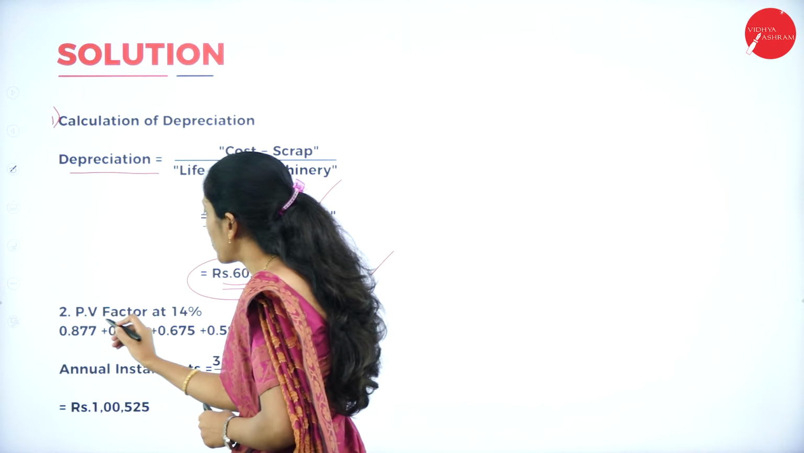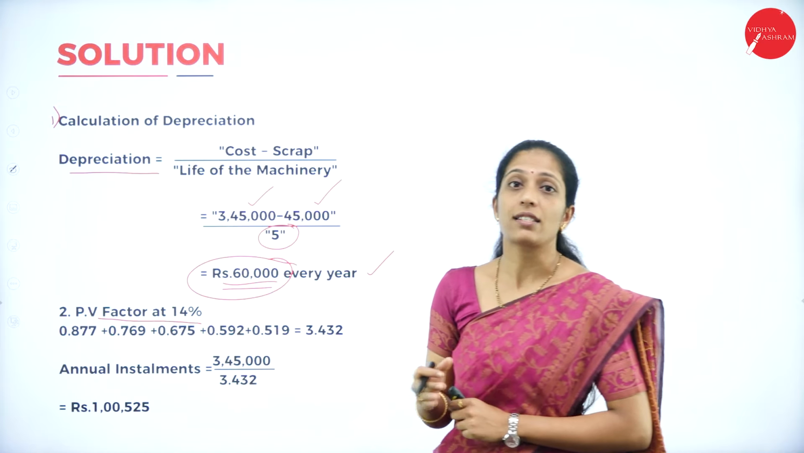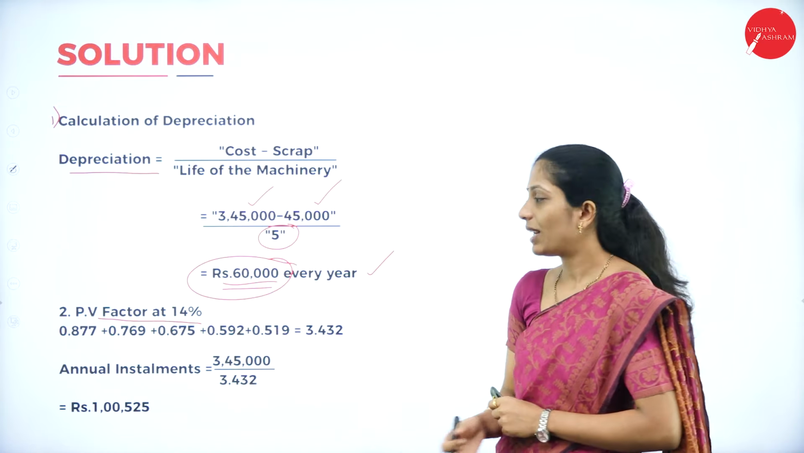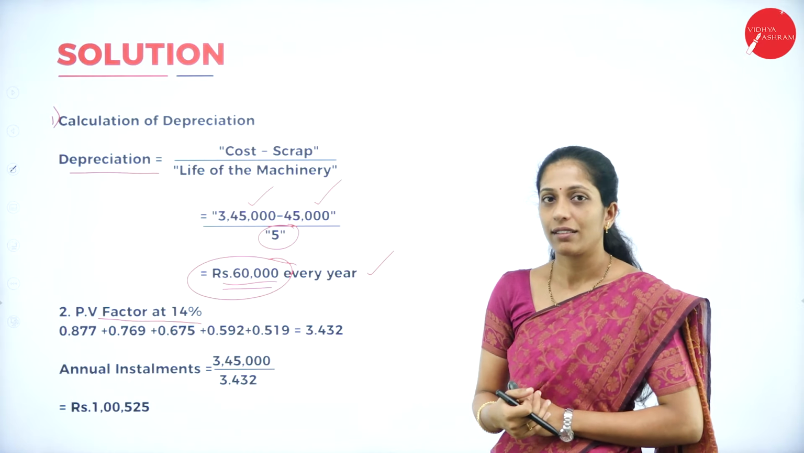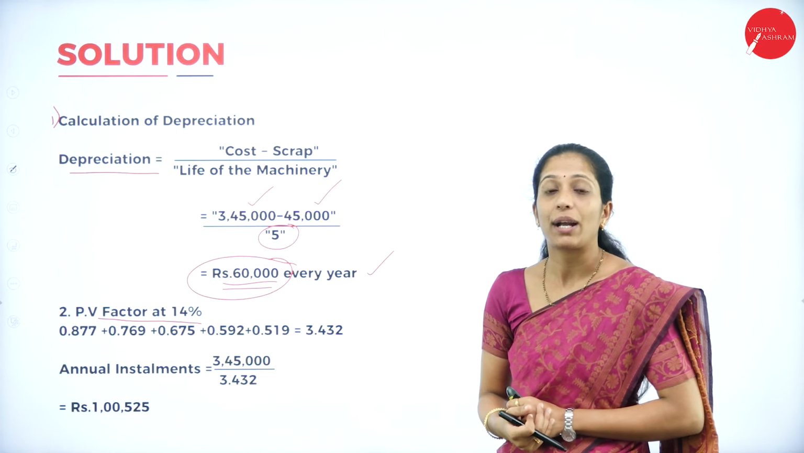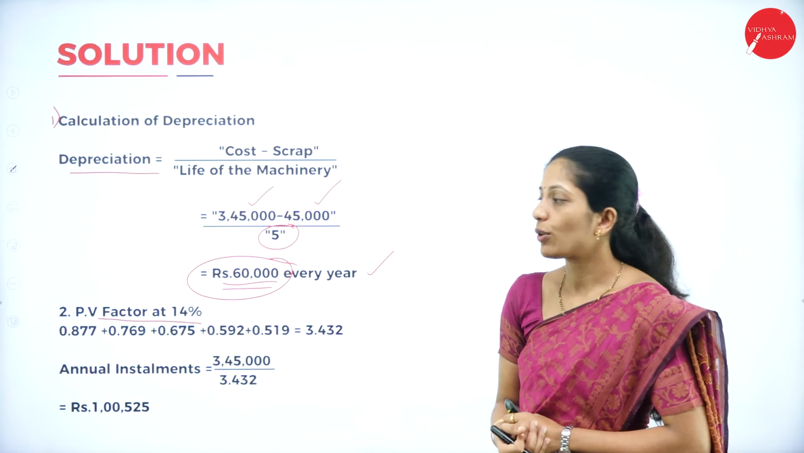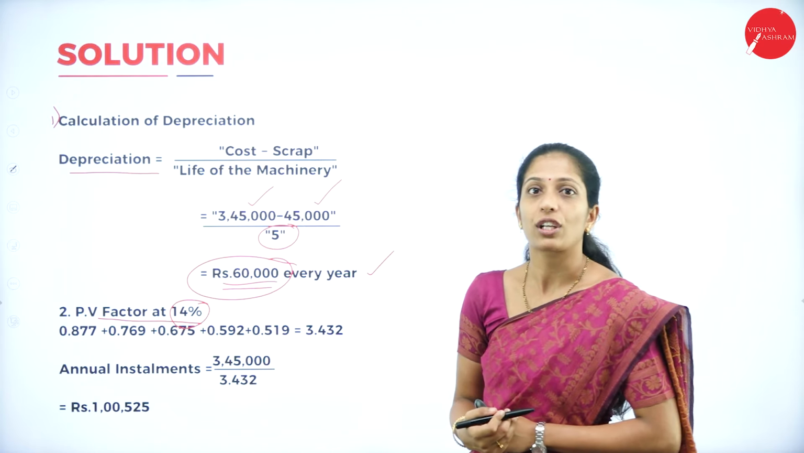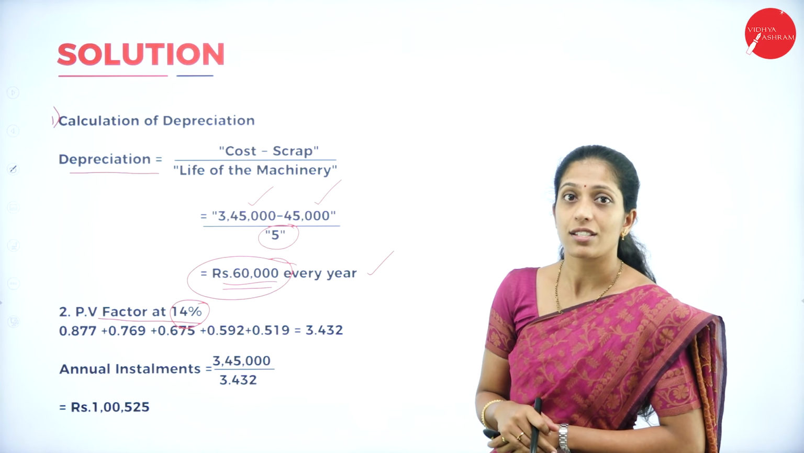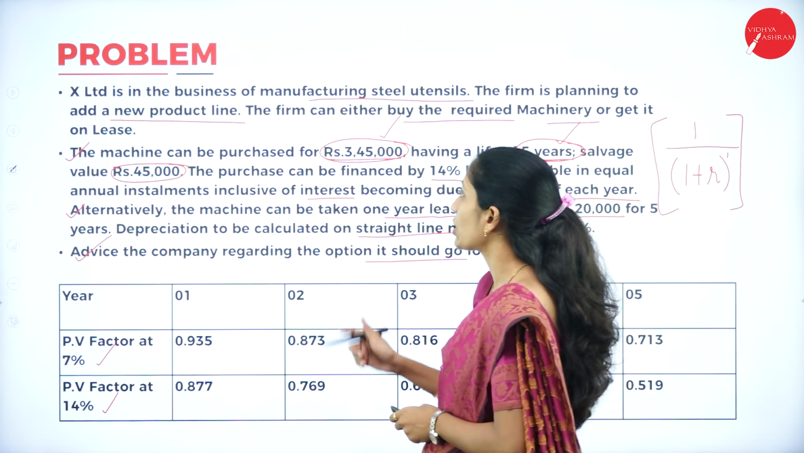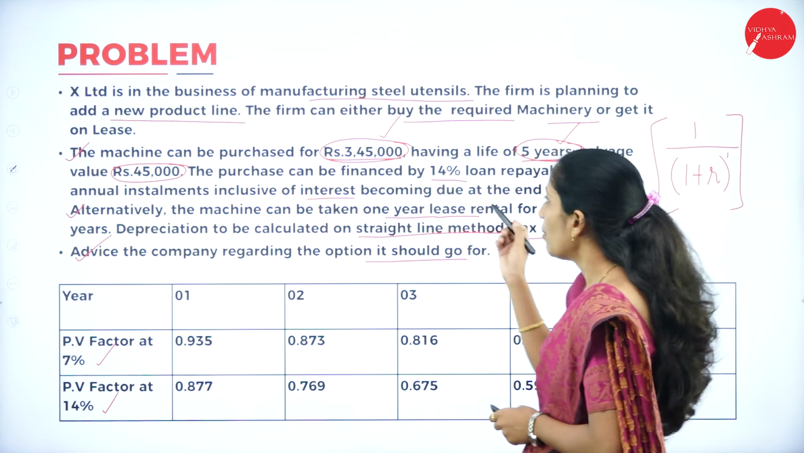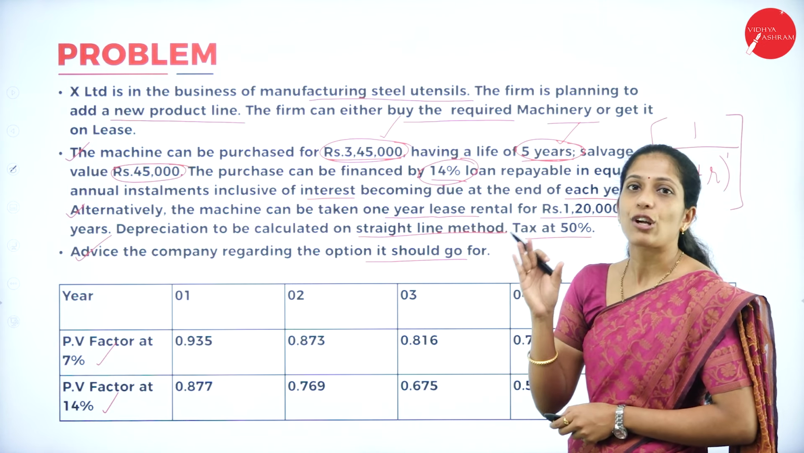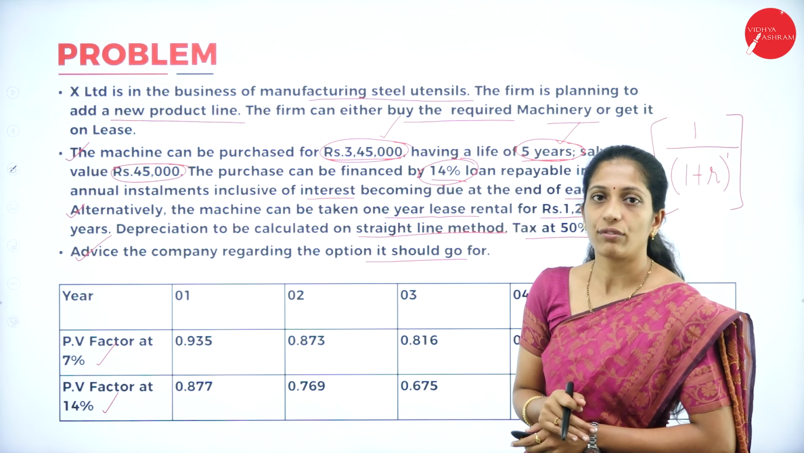Now the second step is the calculation of the installment, that is, the annual installment. What is the formula to calculate the annual installment? That is cost of the asset divided by PV factor. So we have to calculate the PV factor of 14%. Why 14%? Because the rate of interest is 14%. If you see the question, if they borrow a loan, the rate of interest is 14%. So based on this, we have to calculate the annual installment.